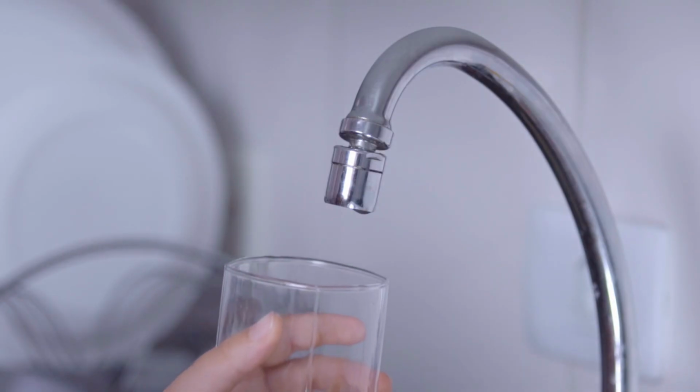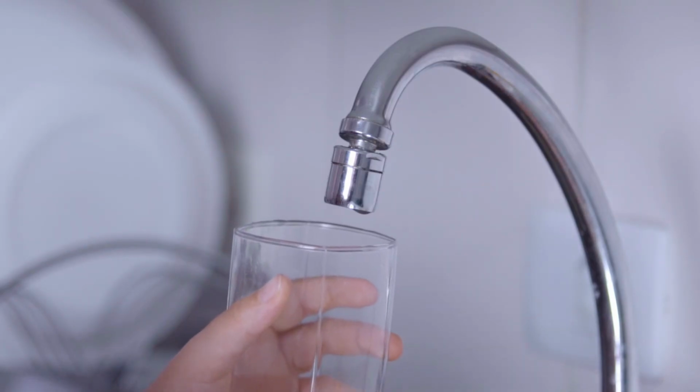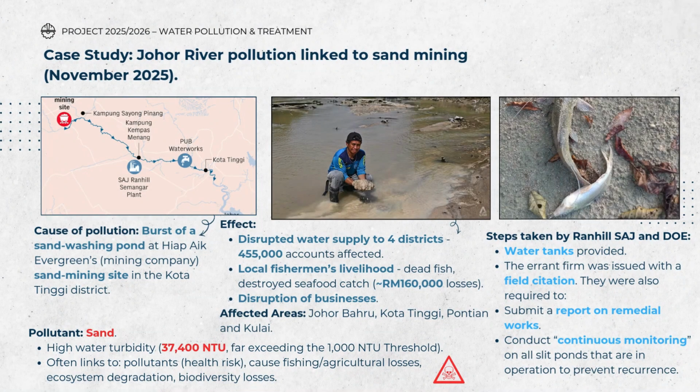Imagine waking up one morning, turning on the tap, and nothing comes out. That's exactly what happened to hundreds of thousands of people in Johor last November. This case study was a major water pollution incident on the Johor River, caused by a burst sand-washing pond at Hayap Ake Evergreens mining site in Kota Tinggi, resulting in sand flooding the river, pushing the water turbidity levels to a shocking 37,400 NTU, nearly 40 times the safe limit of 1,000 NTU.